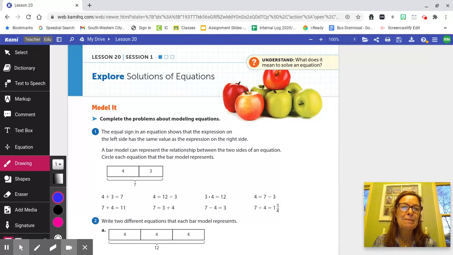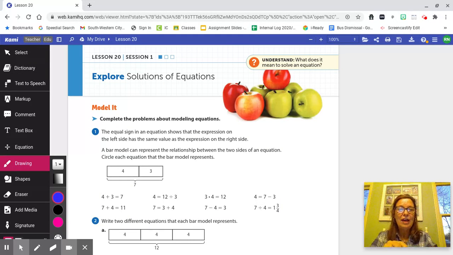Number 1. The equal sign in an equation shows that the expression on the left side has the same value as the expression on the right side. A bar model can represent the relationship between the two sides of an equation. Circle each equation that the bar model represents. So I want you to stop and see if you can figure out what that bar model represents.